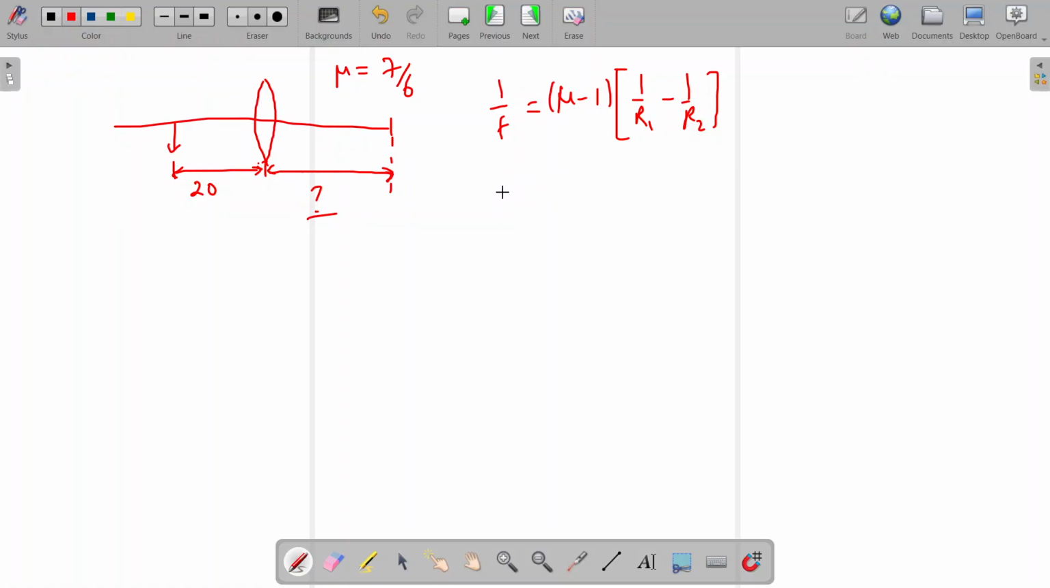So focal length f, what our focal length is, let's say some 1 by f value. This value we know as 1 by 10. The refractive index of the lens is given to us as 1.5. So this is 0.5 into 1 upon R1 minus 1 upon R2. So this value is some 1 by 5.